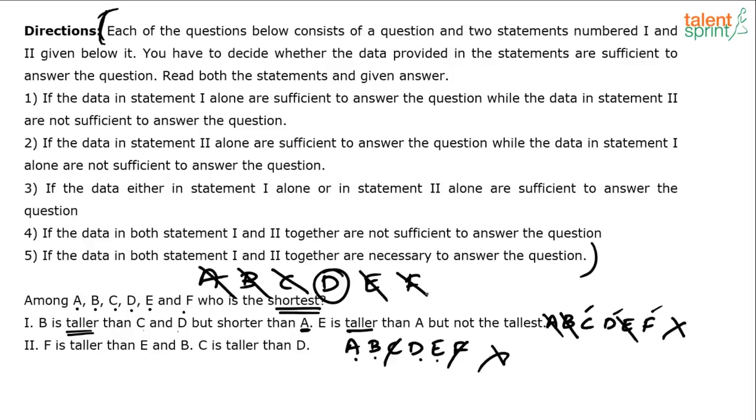A, B, C, E, F cannot be shortest. So D has to be the shortest. How are we able to establish this? By combining both the statements together, which means this question can be answered if and only if the data in both the statement 1 and 2 together are used. So option 5 has to be the answer to this question. Option 5 is the answer.